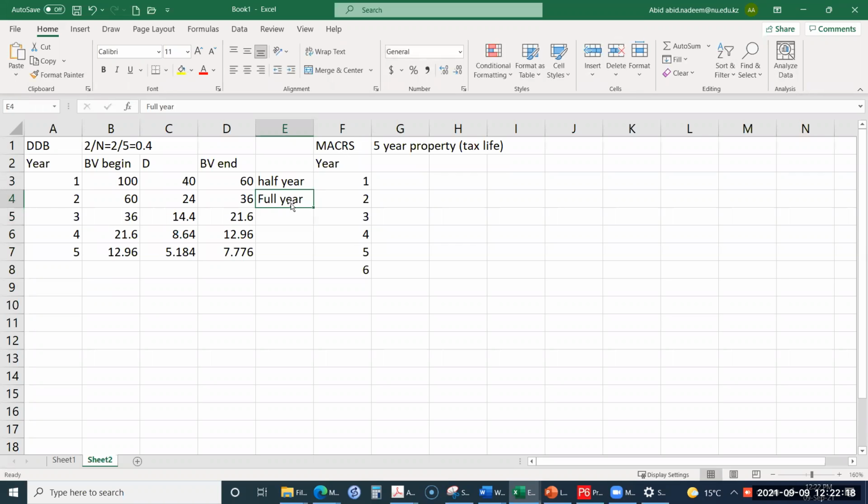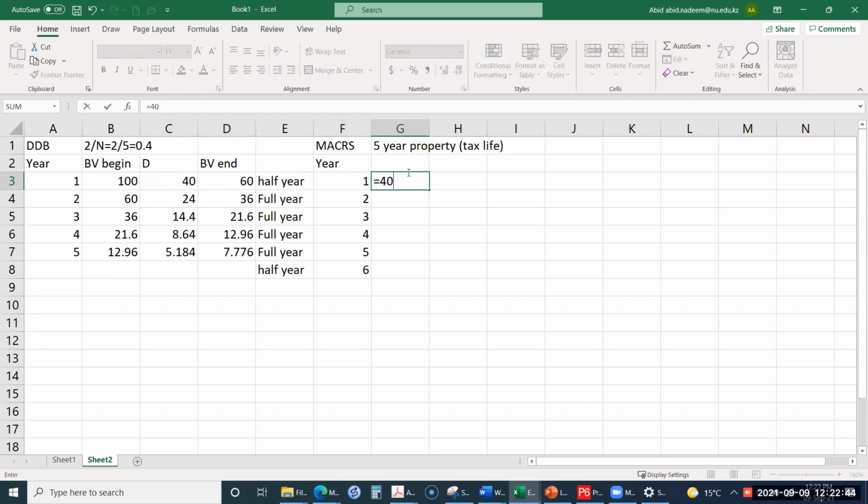Okay, full year, and then this will be the half year in the MACRS. So the depreciation, if we have the same asset over here, the depreciation will be half. Half of what? That means half of this 40, so it will be 40 divided by 2. It will be 20 over here.